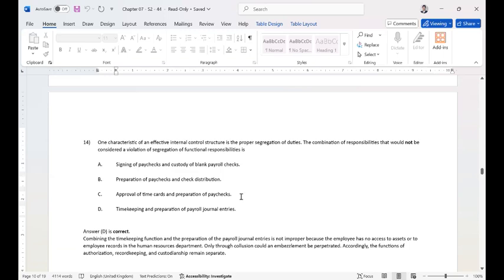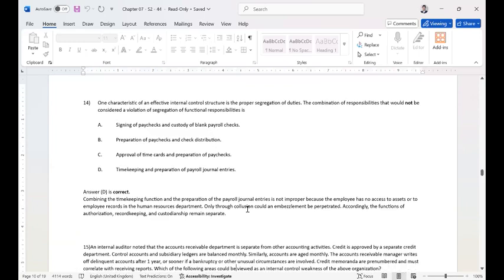Approval of time cards and preparation of paychecks. Approval of time cards is like approving OT forms, and there again what they're saying is the person who approves it, otherwise you can approve any overtime or in and outs and then process a paycheck for that. Timekeeping is the record keeping and preparation of payroll journals. Payroll journals would be a finance thing, not an issue as long as that person is not involved in the payroll process.